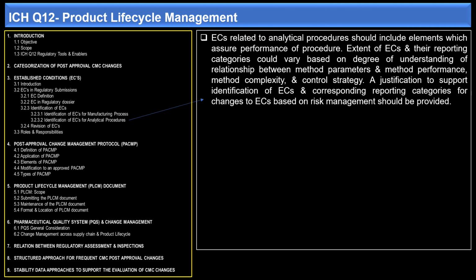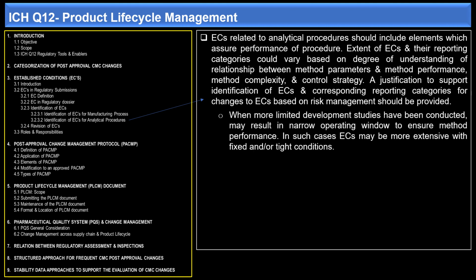ECs related to the analytical procedures should include elements which assure performance of the procedure. The extent of ECs and their reporting categories could vary based on the degree of understanding of the relationship between method parameters and method performance, method complexity, and control strategy. A justification to support the identification of the established conditions and corresponding reporting categories for changes to the ECs, based on risk management, should be provided.